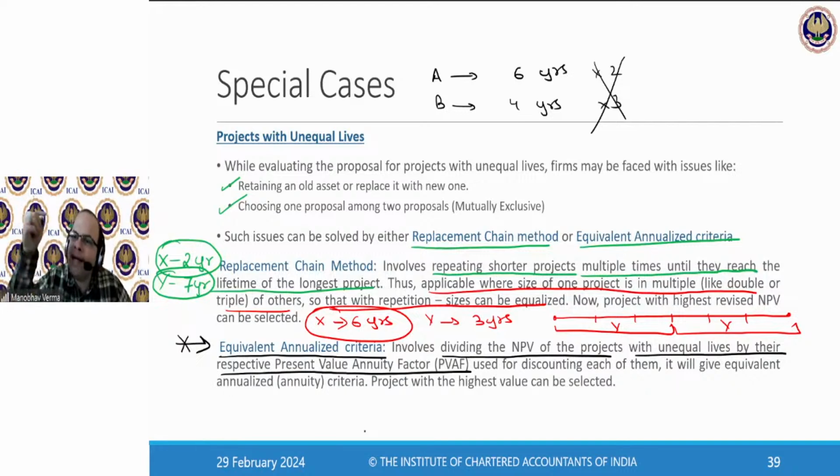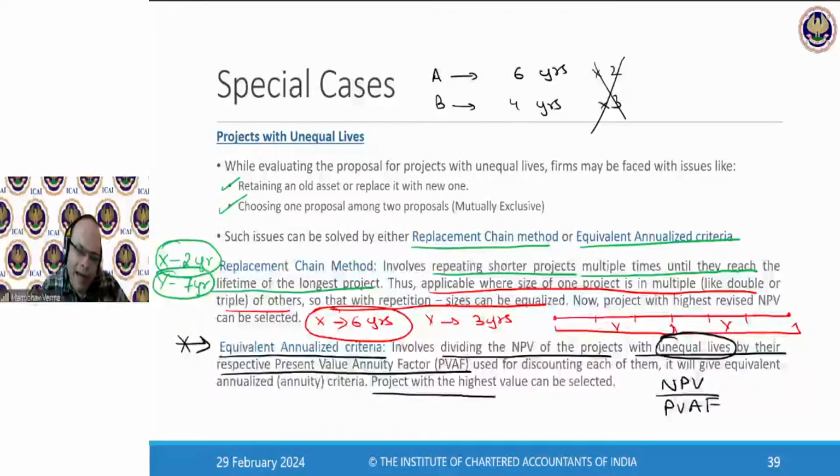In that case, we have the equivalent annualized criteria where the projects are not divisible. Where the projects are not divisible in terms of the life, we go with the equivalent annualized criteria, which we are yet to discuss now. All okay? So what do we do here? If the projects have unequal lives and they are not repeatable, then we will divide the NPV by the present value annuity factor, whatever we have used to calculate the NPV. And whatever the highest value for a particular project is, we will select that project.